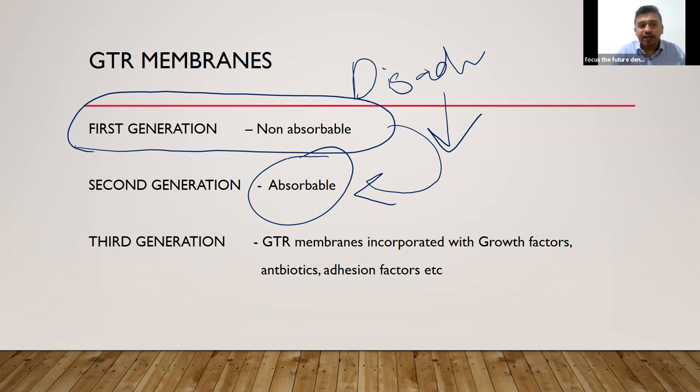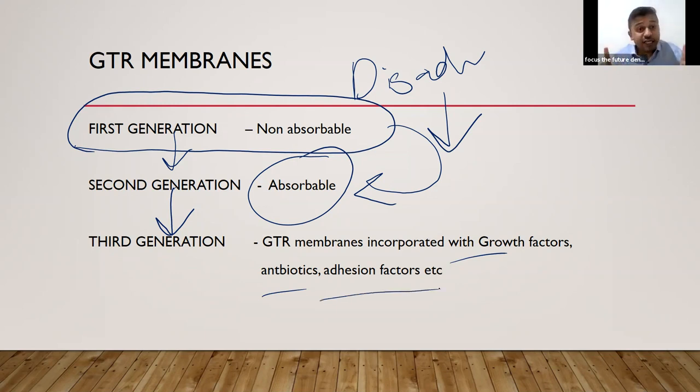And then the third generation. After the first generation, they introduced the second, and from the second, they introduced the third generation. What did they do? They said, anyway, you're putting the membrane there in the wound site, so why not add certain factors which will help in regeneration? Let's infuse some growth factors into it. Let's infuse some antibiotics into it. Let's infuse some adhesion factors into it so that it forms a good membrane and provides many other advantages. And that is how the third generation GTR membranes were introduced. So they have growth factors, antibiotics, and adhesion factors.